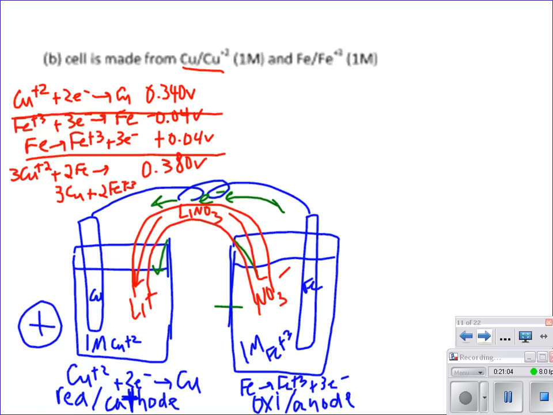Okay, think about the electron flow. Electrons are going into here. That's a negative charge buildup. So the lithium's attracted there. Okay?